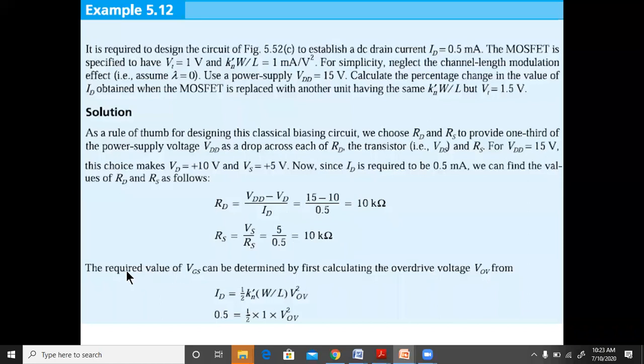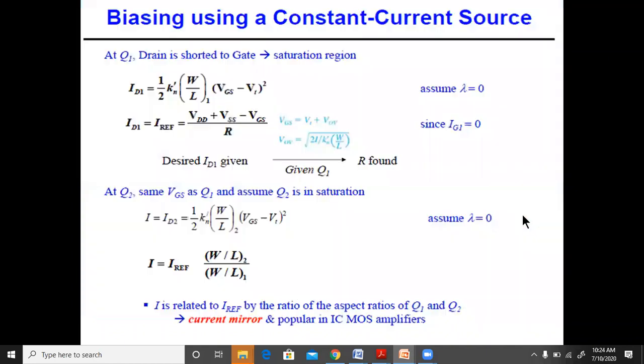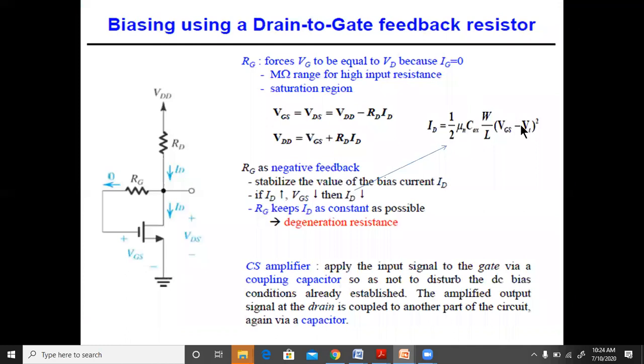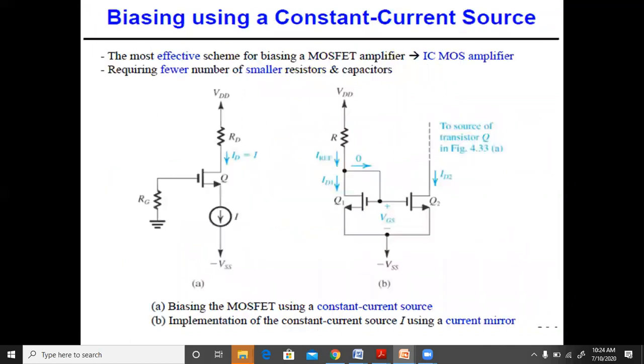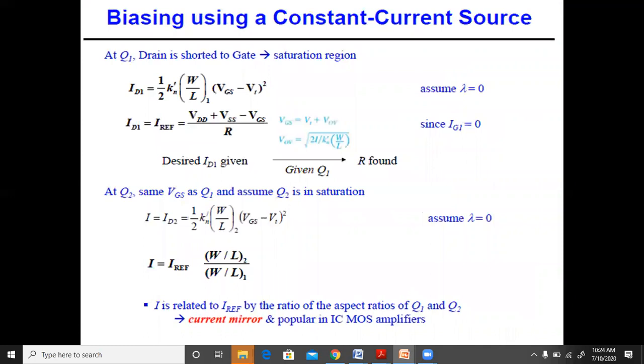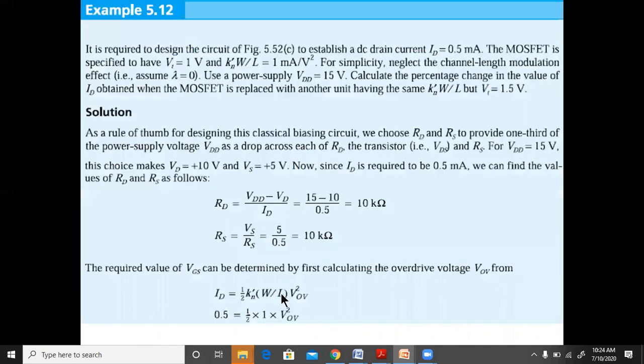So the required value of VGS can be determined by first calculating the overdrive voltage VOV from the equation. We generally write VGS minus VT, which is also known as the overdrive voltage, VOV. The same thing is being used over here. ID is equal to half of Kn W by L times VGS minus VT whole square, which is written as VOV square.